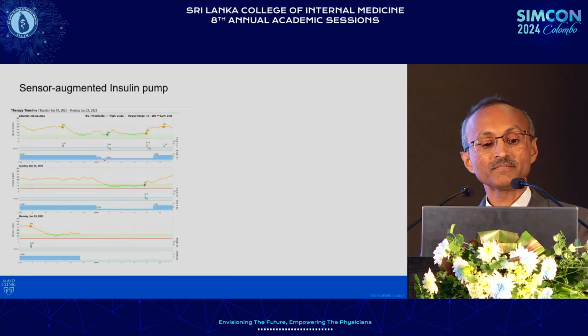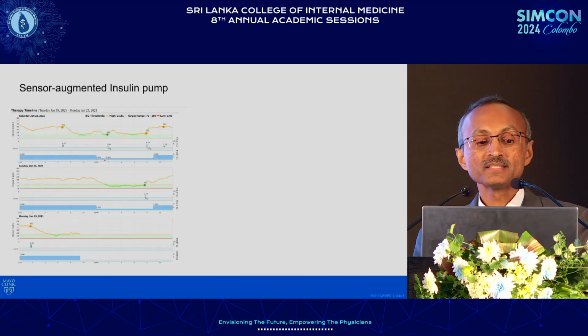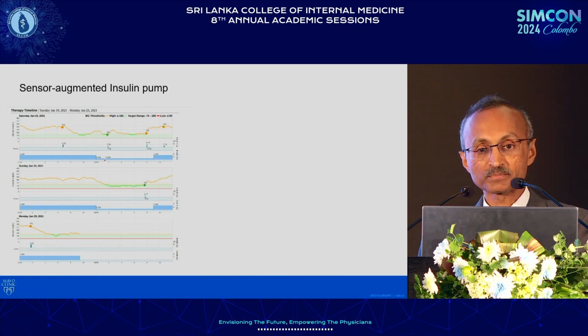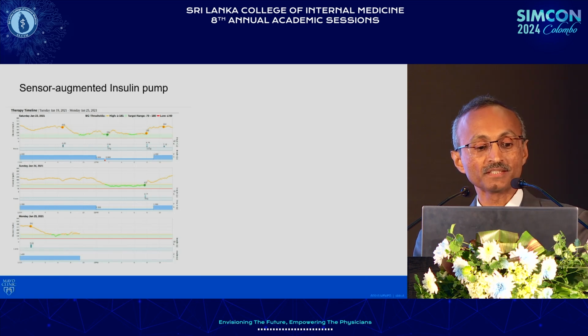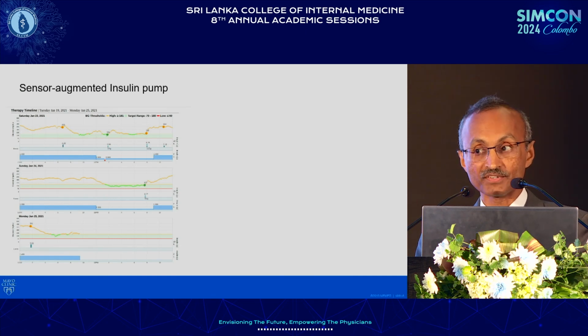And then finally we thought, why don't we start him on a sensor-augmented insulin pump? This is where he is getting continuous insulin infusion. That's what this will show here. This is the insulin infusion that he gets. He gets a higher rate of infusion at night to cover his nocturnal tube feeds.